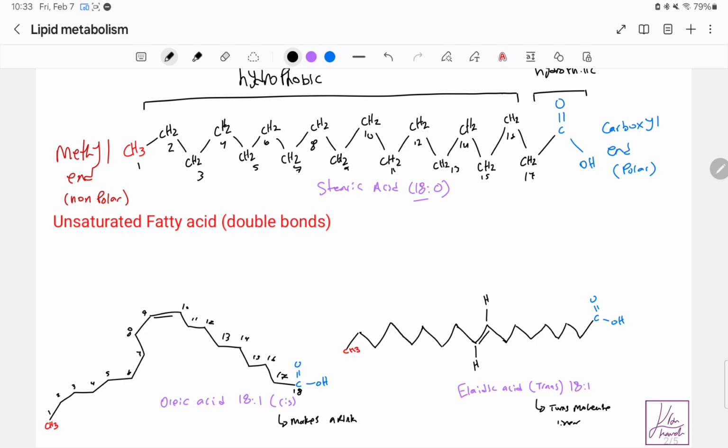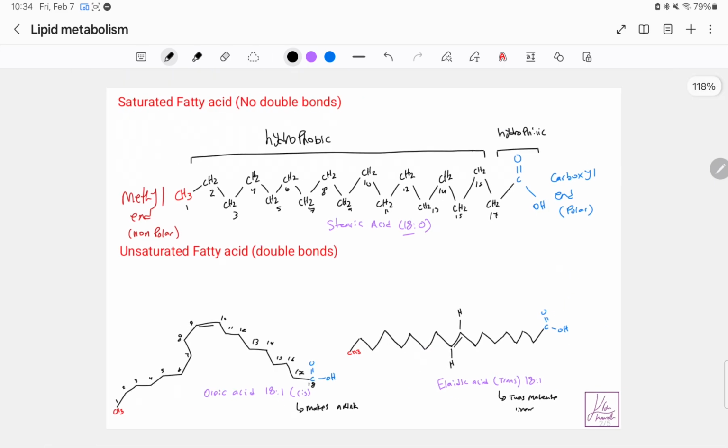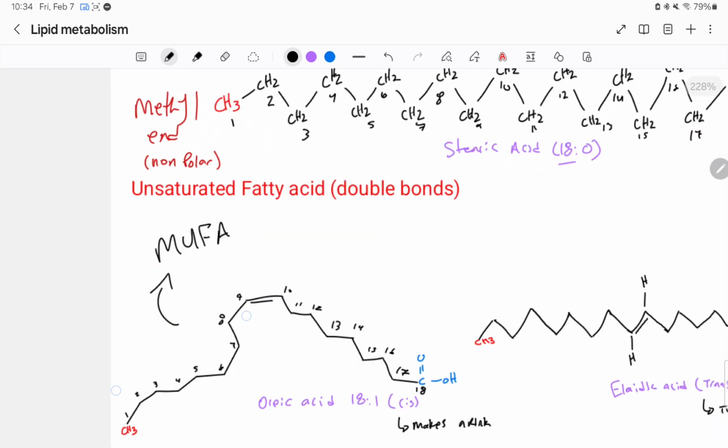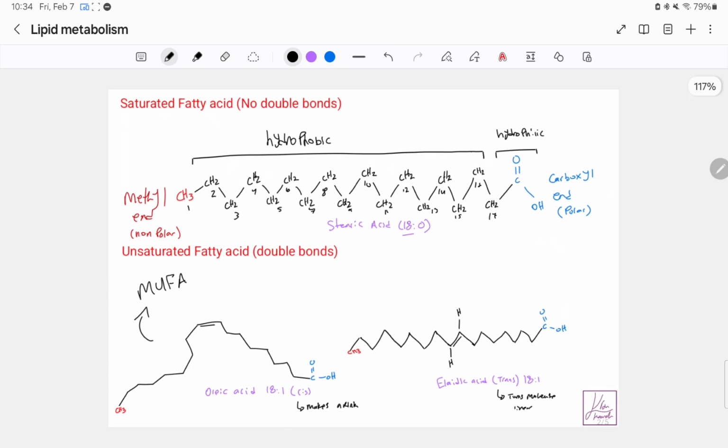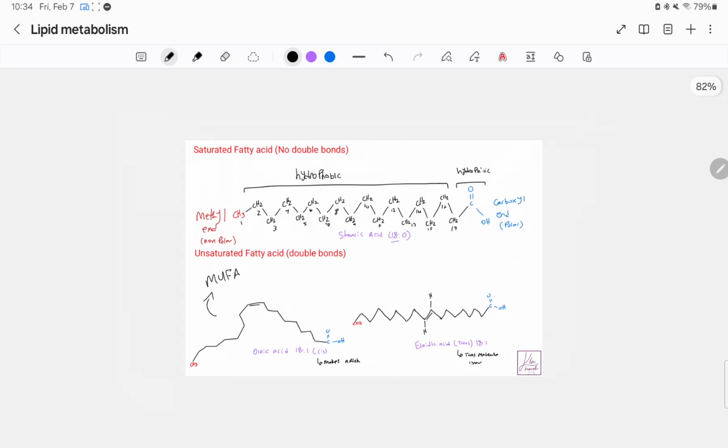Now, since we only have one double bond, and this is an unsaturated fatty acid because there is a double bond, we say that this guy right here is a monounsaturated fatty acid, or a MUFA. So monounsaturated fatty acid. Okay, awesome. So what else do we need to know about these fatty acids?